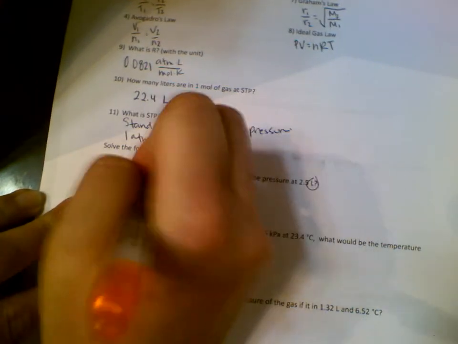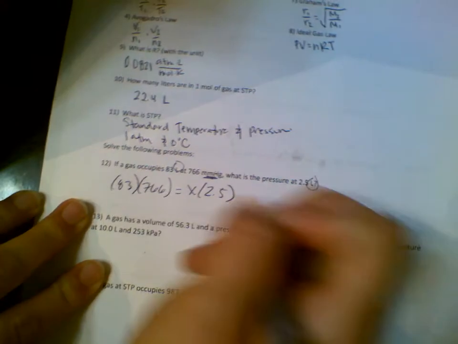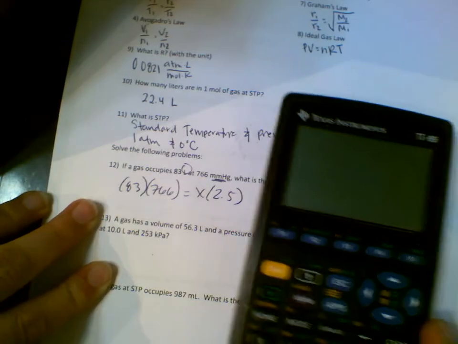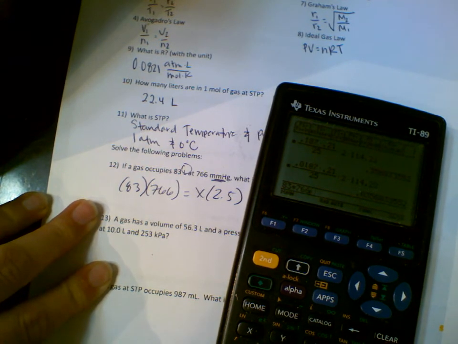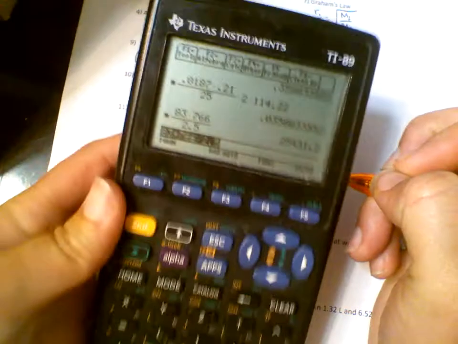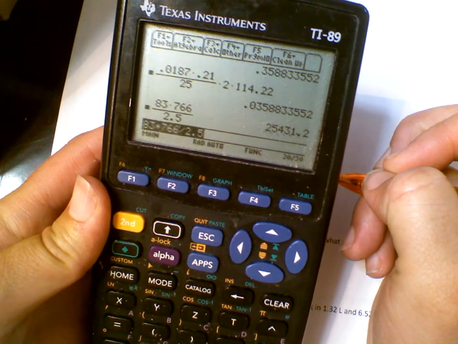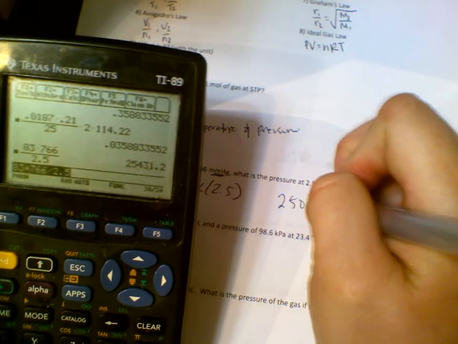So I can go 83 times 766 equals X times 2.5. And then I'm just going to throw this in my calculator. 83 times 766 divided by 2.5. And I got a really big number. Okay. I'm going to have to round that to 2 sig figs because that's what I have. So it's going to be 25,000 millimeters of mercury.